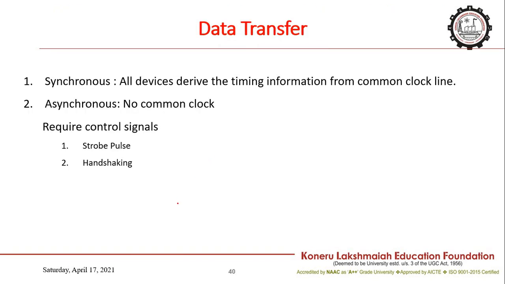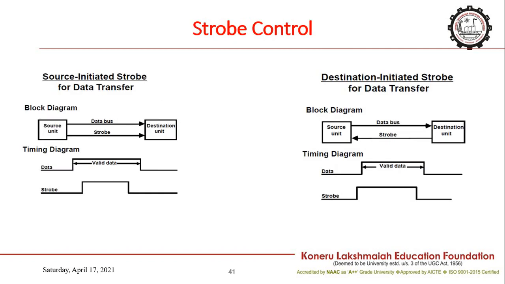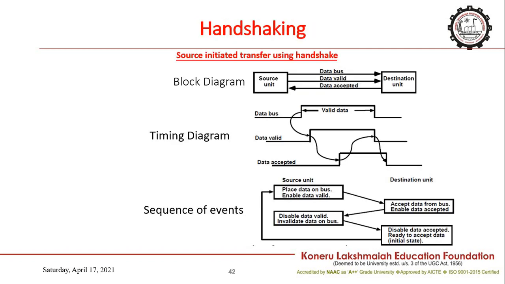So these are the differences between memory mapped and isolated IO. Now the data transfer, synchronous and asynchronous. In synchronous, all devices derive the timing information from a common clock line. Asynchronous has no common clock. So synchronous is nothing but clocked direction, and asynchronous is nothing but no clocked direction. So strobe control, handshaking.